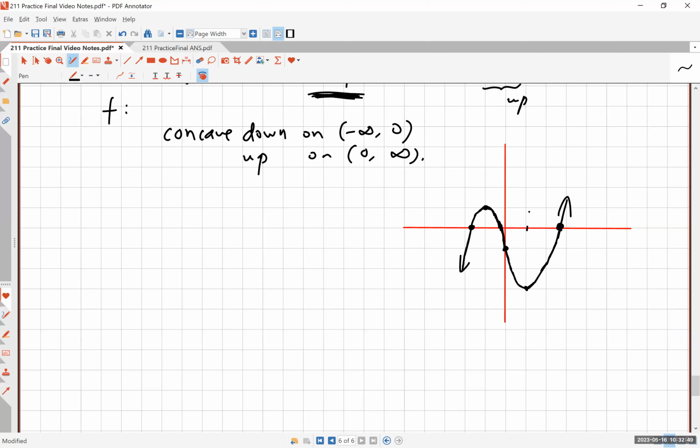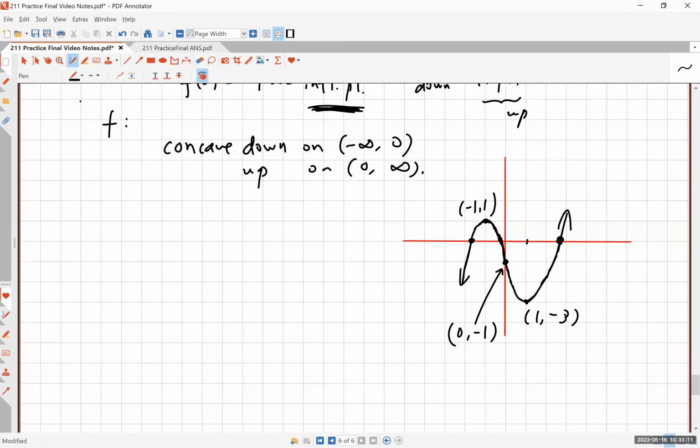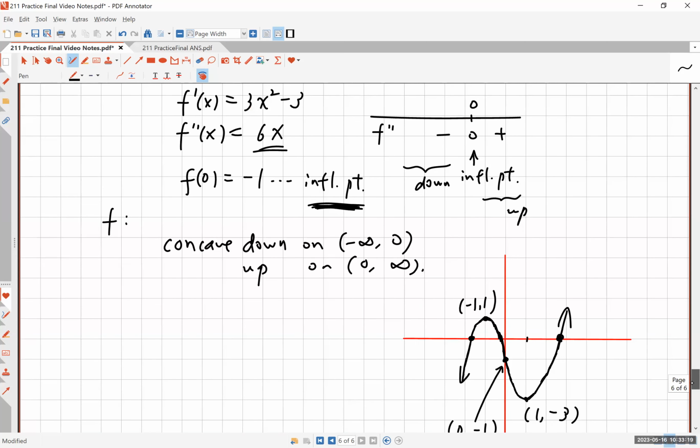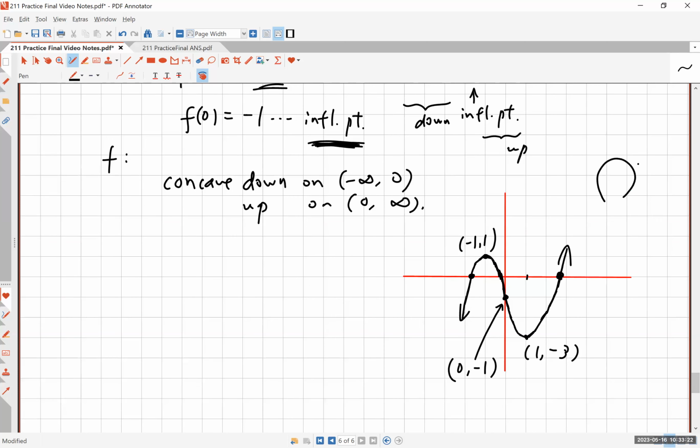But we do know that this point is 1, negative 3, and this is negative 1, 1, and the inflection point here is 0, negative 1, which also happens to be the y-intercept. So this is a good enough graph to indicate all the important points of this graph. This is going to be a continuous and smooth function because it's a polynomial. And so that would be your answer. And it is consistent. The end behavior, remember, has to go this way, and it is consistent with the end behavior, which we already knew at the beginning.